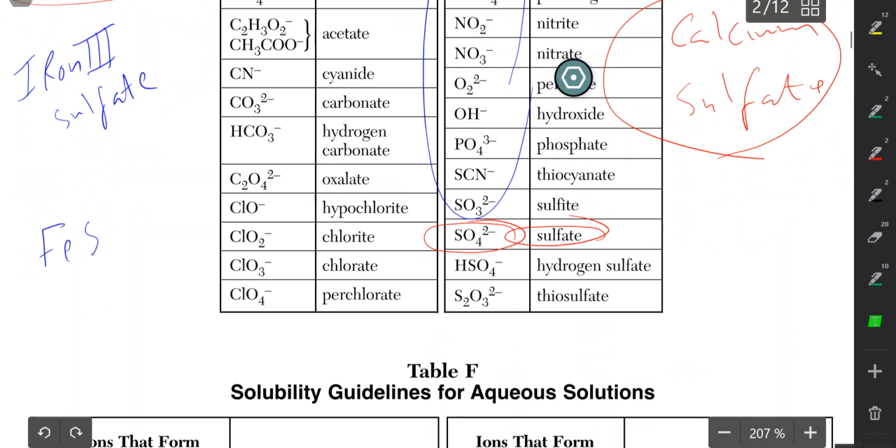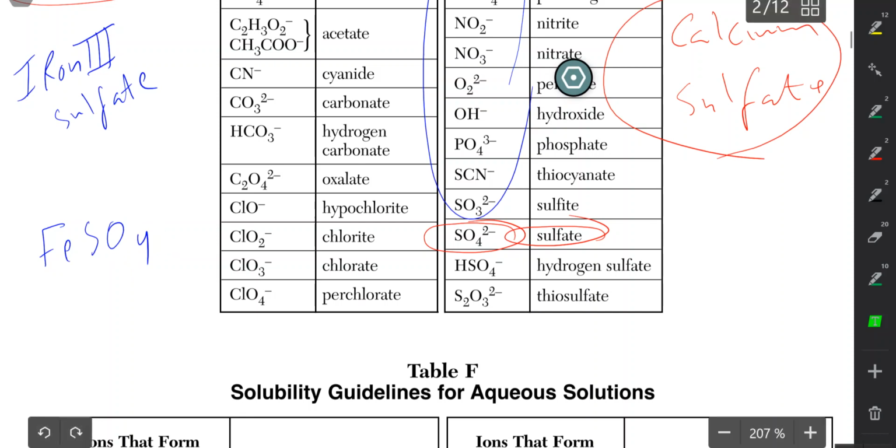Now what if I don't have subscripts? Example: FeSO4. Here you cannot consider this a subscript. This is not a subscript. This is part of SO4. So there's nothing to really crisscross here. You cannot reverse crisscross anything.